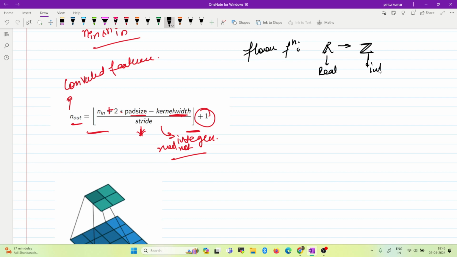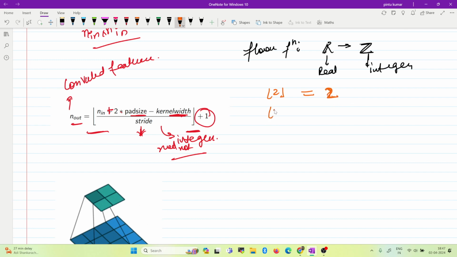This is your integer. So it will convert any real number to its near, I won't say nearest, but the just below integer. I'll just tell you what this floor function is. Let's say you already are inputting some integer to it. So it will give you that particular number only as output. So if you input any integer to your floor function, it gives you that particular number only.